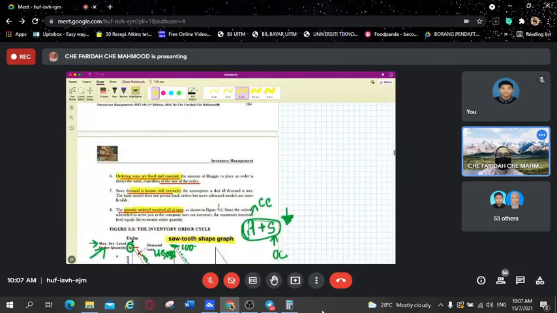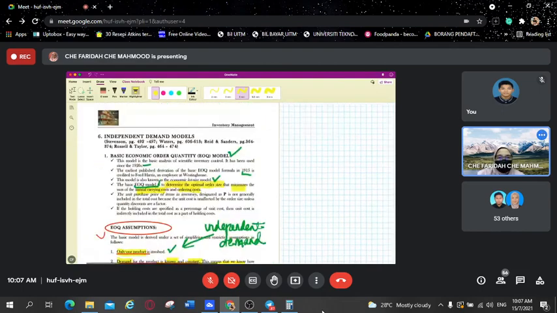Next one, the costs that are involved. Remember when I mentioned this? With EOQ, we wanted to determine the optimal order size. How many units do we need to order from Adib, such that that quantity can minimize our cost? What are the costs? The annual carrying cost and the ordering cost. These are the two costs involved.